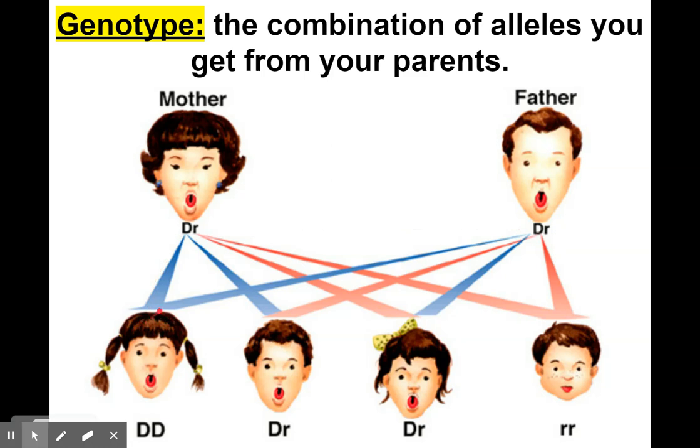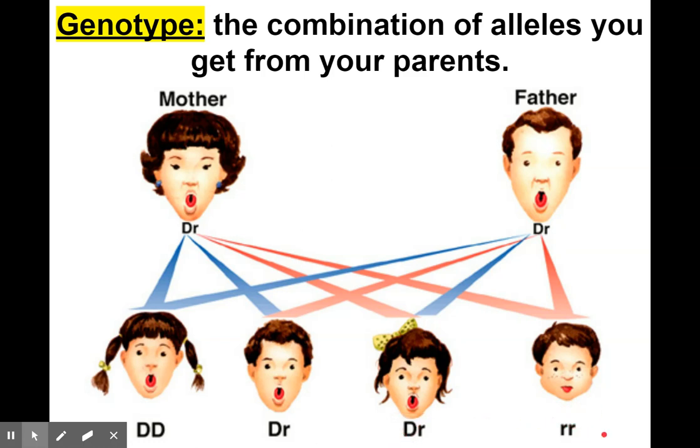So this daughter, she got the big D allele from her mother and from her father, so she can roll her tongue. Her genotype is big D, big D. This boy, he got big D, little d. But he's still got one copy of the D, so he can still roll his tongue. This girl, she got the same. She got at least one big D from her parents.